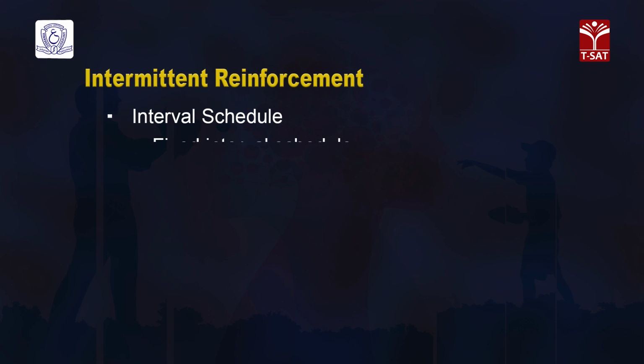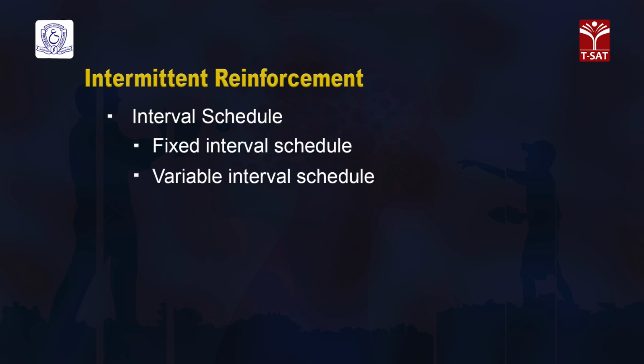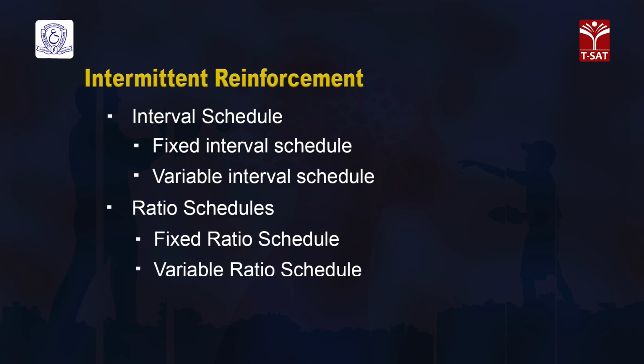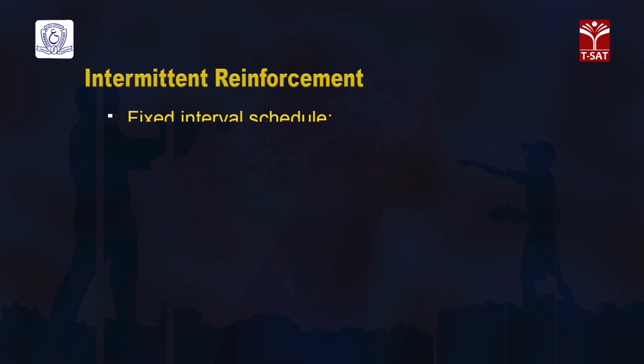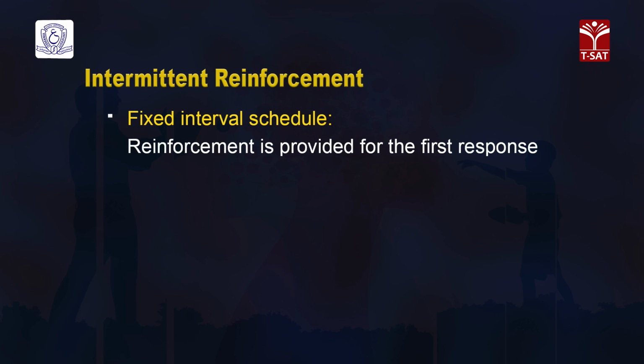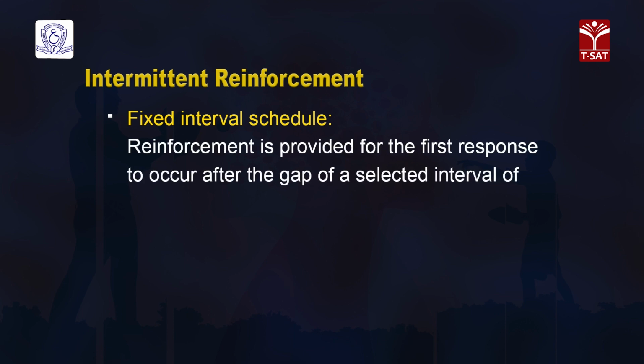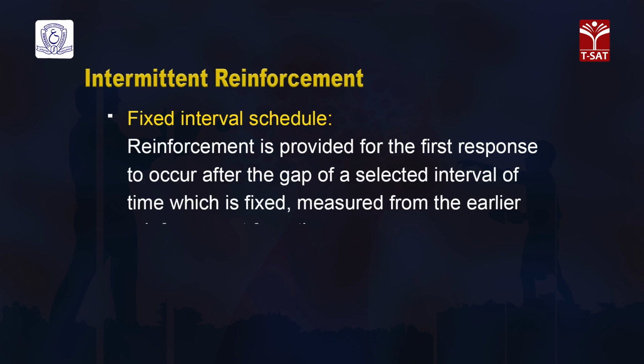Intermittent reinforcement is of two types: interval schedules and ratio schedules. Interval schedules, fixed interval schedule. Reinforcement is provided for the first response to occur after a selected interval of time, which is fixed, measured from the earlier reinforcement of the response.